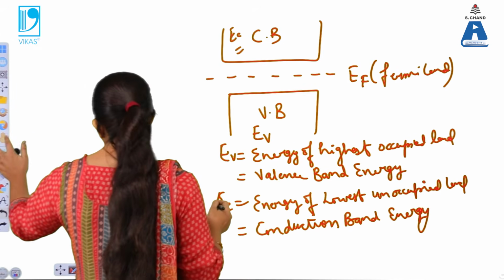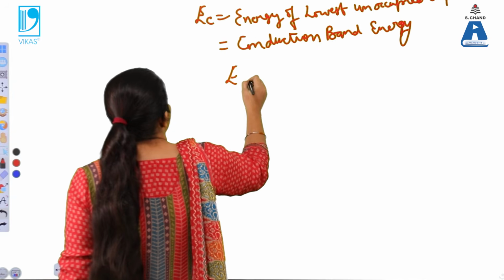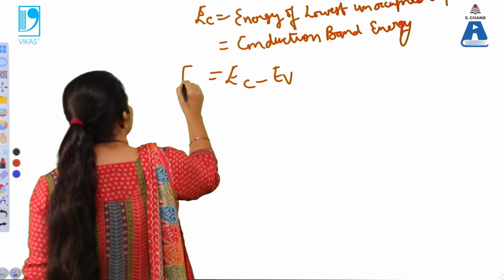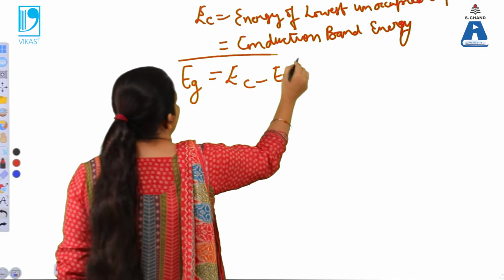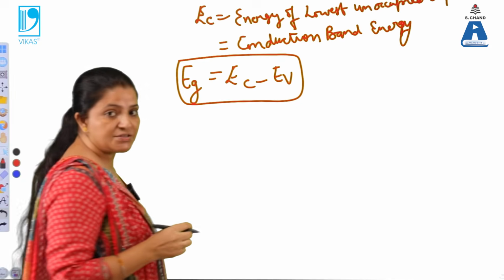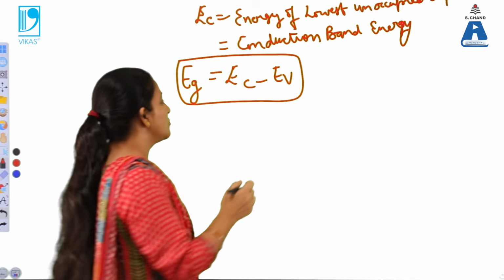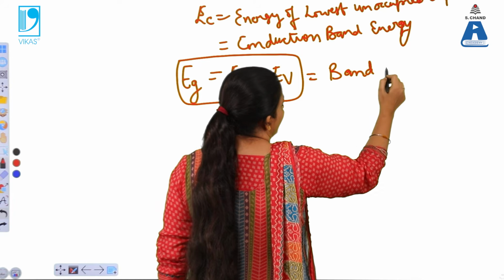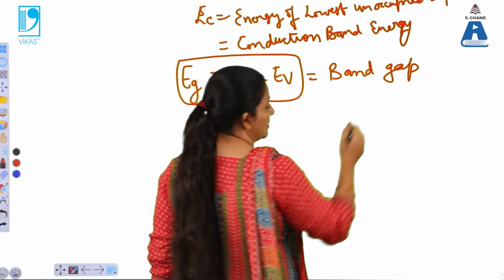Now the difference between these two, EC minus EV, is known as Eg. Eg, the difference EC minus EV, is known as the band gap energy, or we can calculate the band gap of the material.